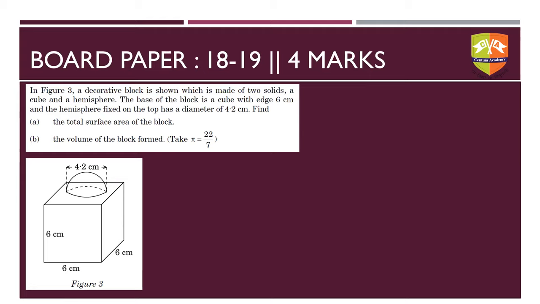Okay, this one should be easy. A decorative block is shown, which is made of two solids, a cube and a hemisphere. The base of the block is a cube with edge 6, and the hemisphere fixed on the top has a diameter of 4.2. Find the total surface area of the block. Will the position of this hemisphere affect the volume or the surface area? If I shift that hemispherical thing, yeah, chalo. Solve. Now again, it's a calculation. So here you take pi is equal to 22 by 7.